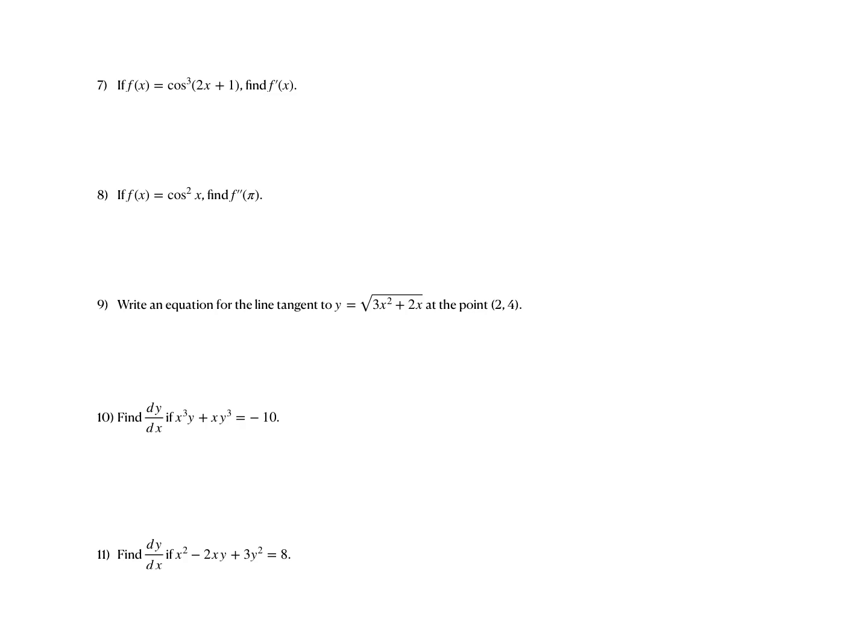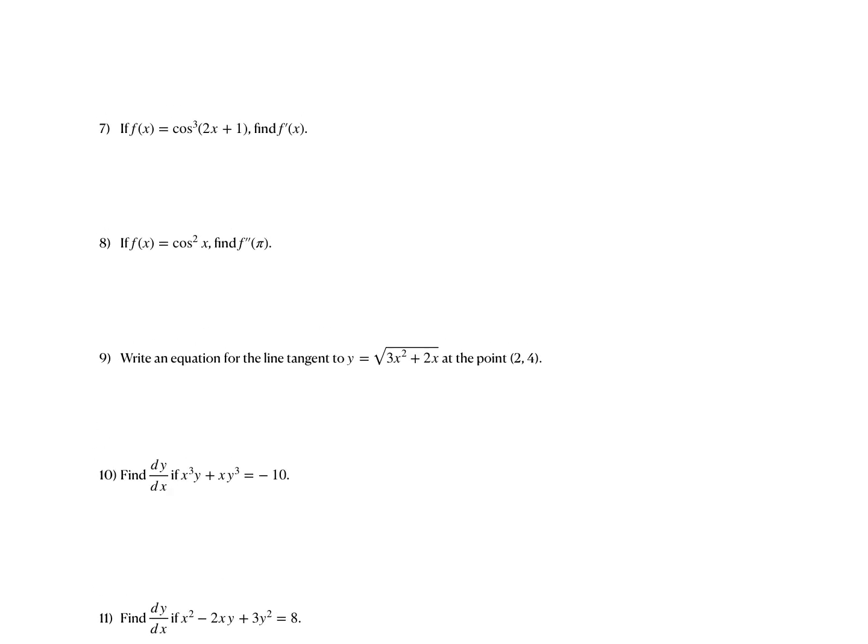This is the second page of your Unit 3 test review, starting here with number 7. This is a chain rule problem, and I just want to remind you that this is actually like a triple chain rule. I'm going to rewrite this a little bit. This really says cosine of 2x plus 1 with the cube on the outside. That's what it means when I have a cube written there.